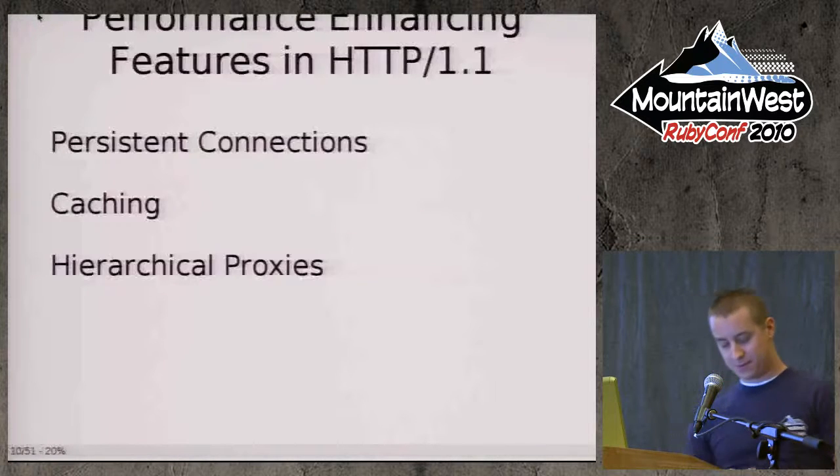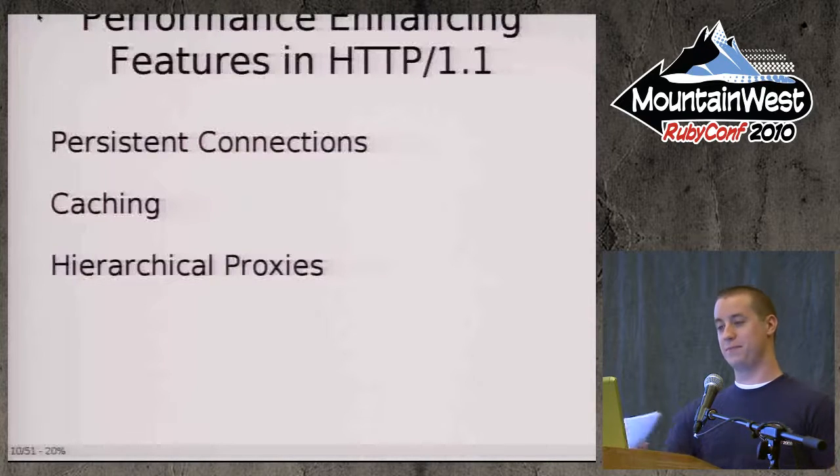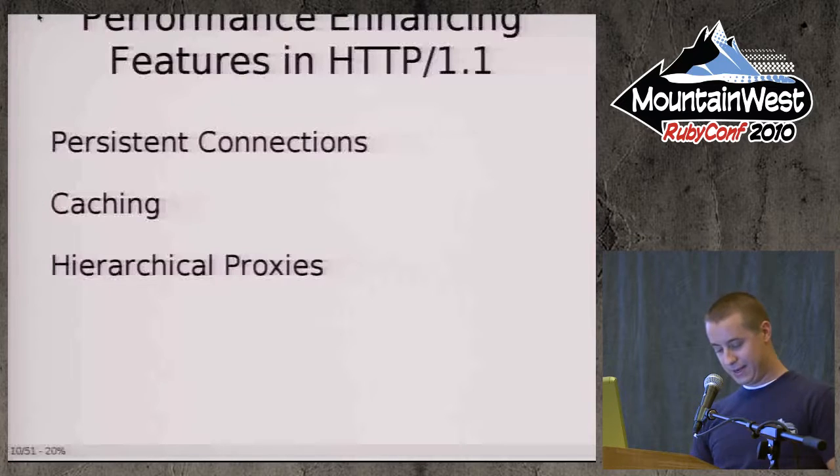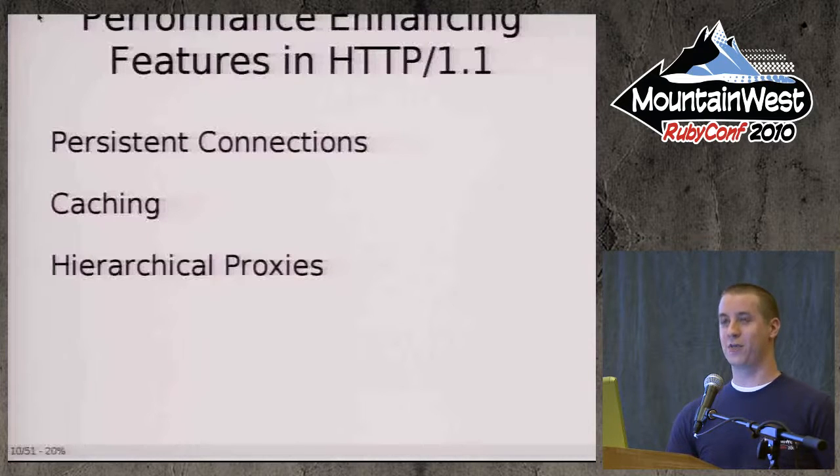So some of the features that HTTP/1 has that you can take advantage of to make performance better are persistent connections, which are also known as pipelining or keep alive. You can cache responses that you have previously and serve them again without having to regenerate the whole document. And you can use hierarchical proxies like a load balancer or a caching proxy.